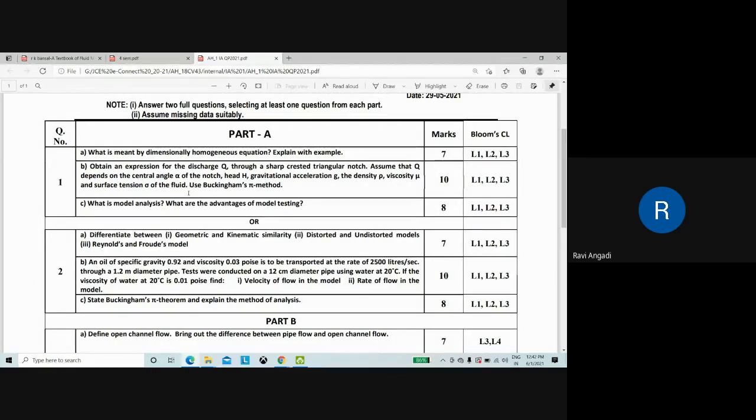So again, you have to segregate dependent and independent variables. Then you have to write it as a function. You have to use the Buckingham pi method here. How many pi terms will you get here? 4 pi terms you'll get. Then pi 1, pi 2, pi 3, pi 4 you should write, and then finally write the answer for Q. So this was a question asked for 10 marks. You have to solve it correctly.